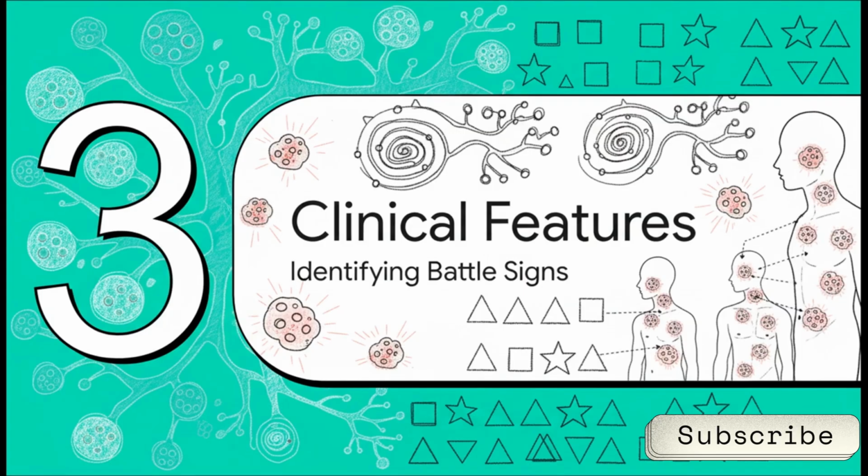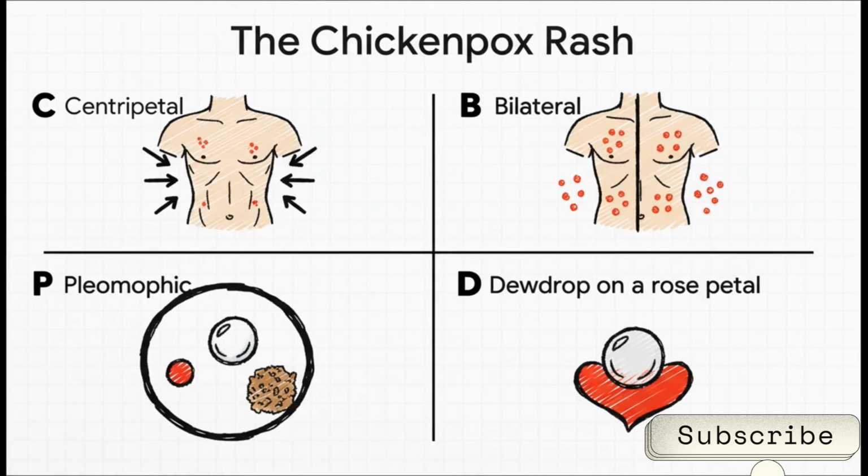So now we know how it attacks, but what does it actually look like in a patient? What are the classic signs you need to be able to spot from a mile away? This is all about recognizing the pattern. To nail the description of a chickenpox rash on your exam, this mnemonic, CBPD, is your best friend. C stands for centripetal, meaning it starts centrally on the trunk and face and then spreads out. B is for bilateral. It's on both sides of the body. P is for pleomorphic, and this is a huge buzzword. It means you see lesions in all stages at the same time. New red spots, fluid-filled blisters, and old, crusty scabs, all coexisting. And D is for that classic, almost poetic description, dewdrop on a rose petal.